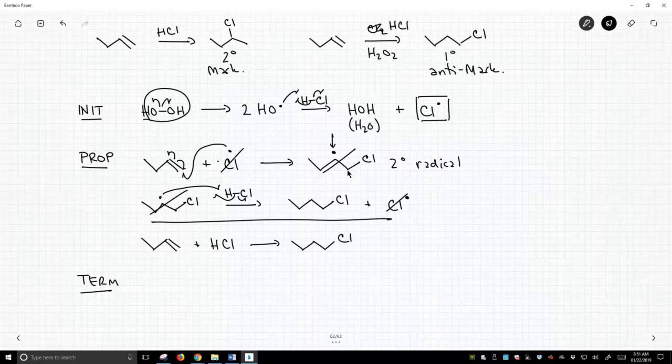So this is how we perform additions of something like HCl to an alkene, and how we can do this and access the anti-Markovnikov product. And this is actually a really synthetically useful reaction, and it's performed on industrial scales pretty regularly.